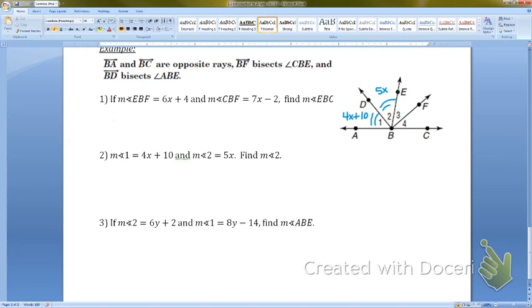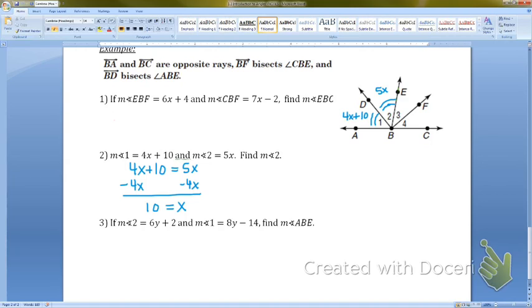So again, we have marked these two angles to be congruent. So if they are congruent, that means their measures are equal. So we can set these equal to each other. Alright, so let's go ahead and do that over here. 4x plus 10 equals 5x. Alright, let's go ahead and solve. We get x to be 10.